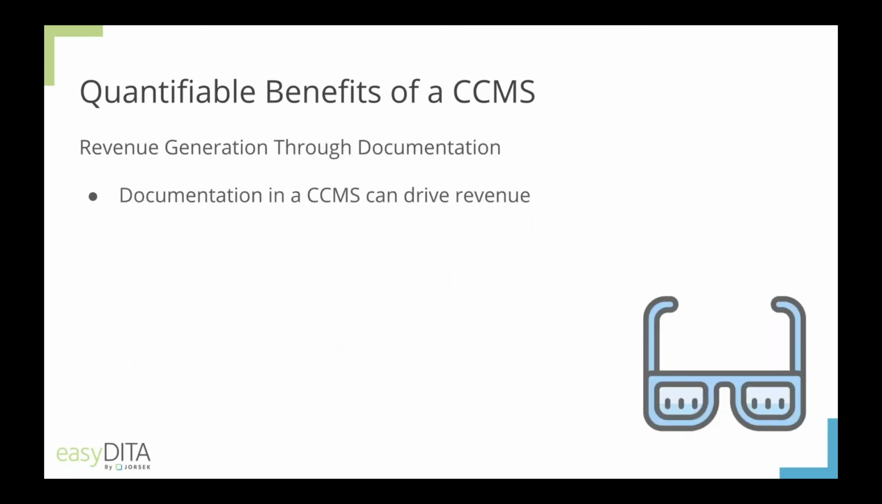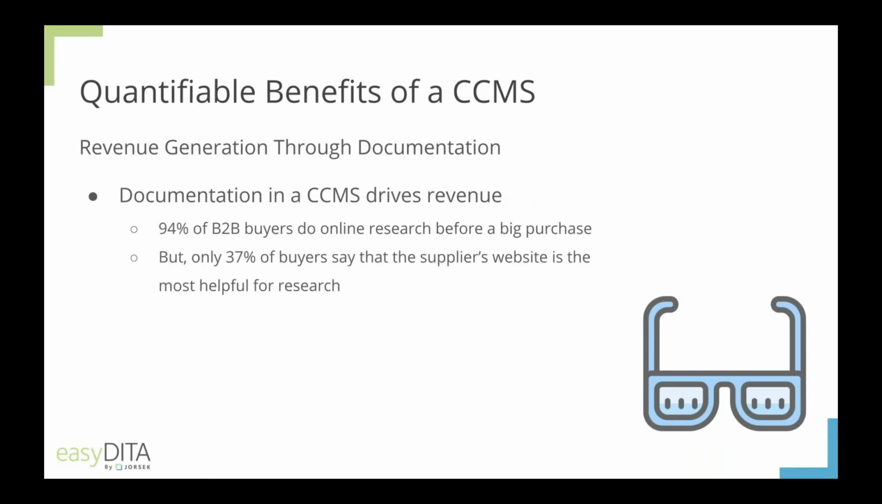Okay, revenue generation through documentation. This one is quantifiable. It's still fairly new to companies like Jorsek, where we're just starting to gather this type of information. But documentation in a CCMS can drive revenue. We found that 94% of business-to-business buyers do online research before a big purchase, but interestingly, only 37% of buyers say that the supplier's website was the most helpful for the research they did.